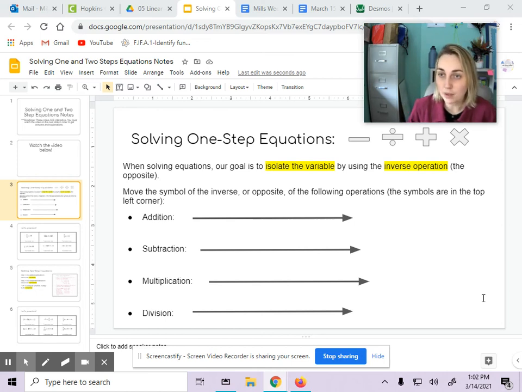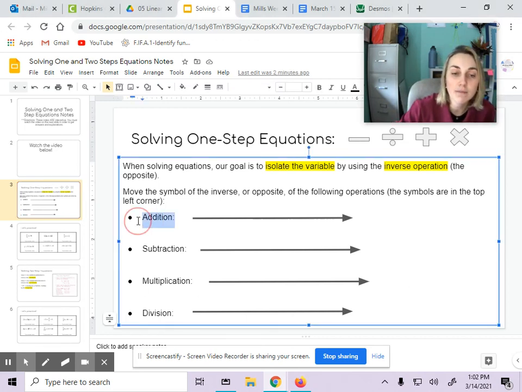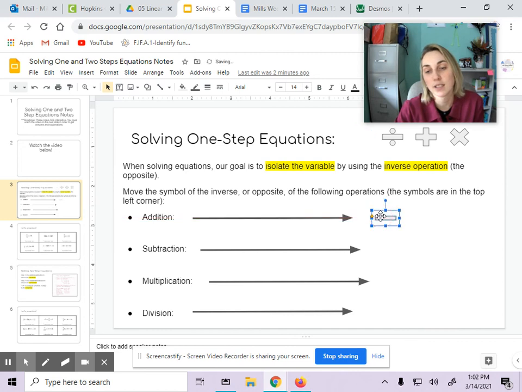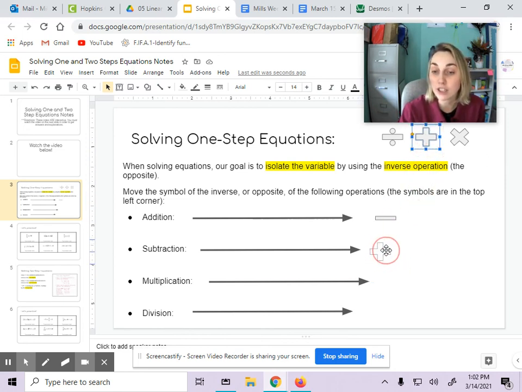So before we do that, we're going to make sure that we remember what our inverse operations are for each of these original operations. For example, if we have addition, what is the opposite of adding something? Well, the opposite of adding something is subtracting it. So subtraction is the inverse operation of addition. Well, if subtraction is the inverse operation of addition, then addition is going to be the inverse operation of subtraction.